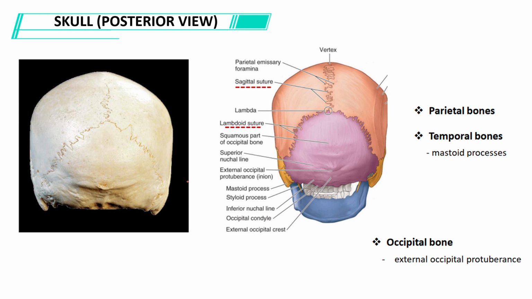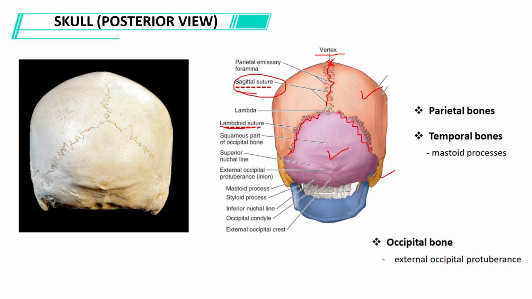And next one, the posterior view of your skull. Mainly you see three bones: the parietal bone, occipital bone, and the temporal bone. The highest point of your skull is called the vertex. The line where the two parietal bones connect is called the sagittal suture. And the line where the parietal bone connects with the occipital bone is called the lambdoid suture.